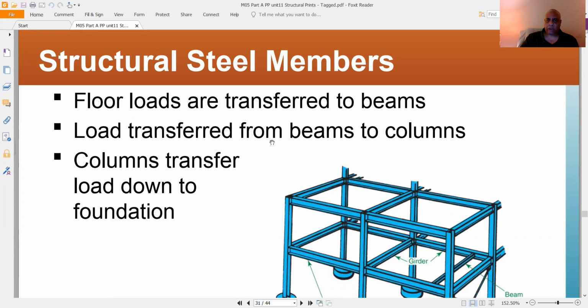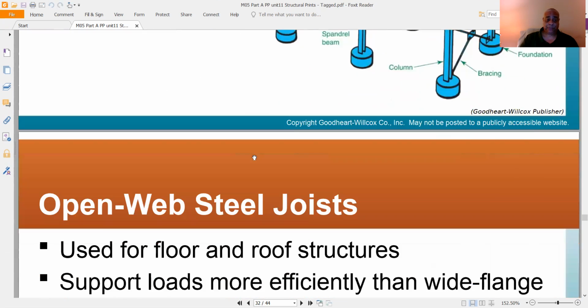Floor loads are basically transferred to beams. Load transfers from beams to columns. Columns transfer loads down to the foundation. Now, this is very important because if you're getting all of these loads and your foundation isn't strong, then you're going to have a collapse. And this is what I believe happened to the building in Florida.